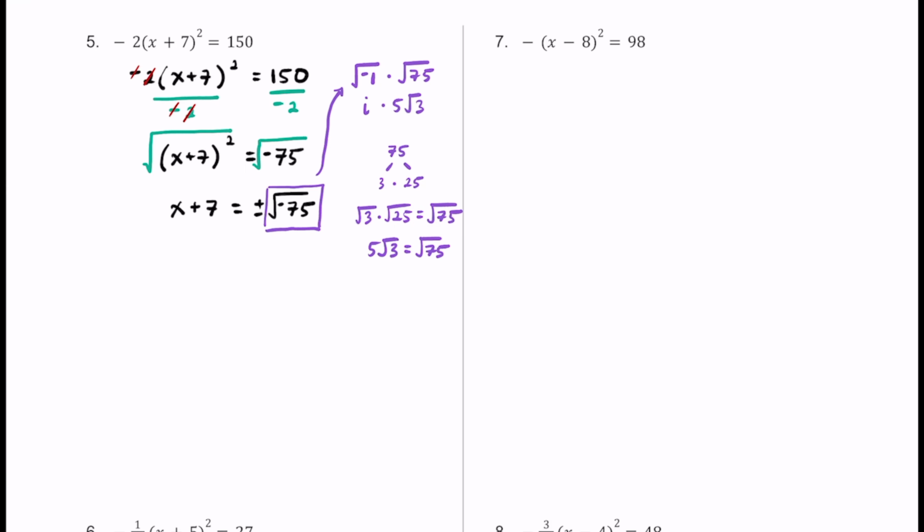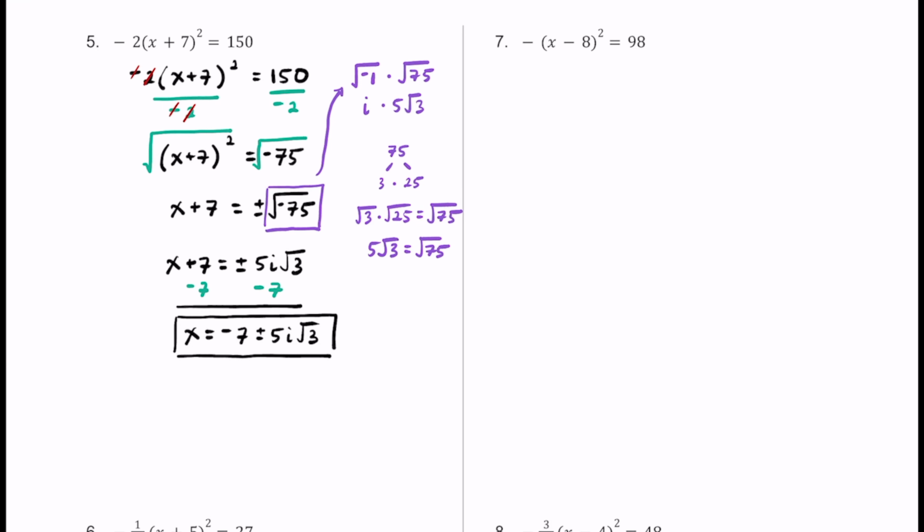Okay, so if we multiply i and 5 root 3, that's going to be 5i root 3, so going back to the equation, we can write x plus 7 is equal to plus or minus 5i root 3. Now to get x completely isolated, let's go ahead and take away 7 from both sides of the equation. If we go ahead and do so, we're going to get x is equal to negative 7, and we're going to write plus or minus 5i root 3. Okay, so this represents both solutions for this quadratic equation. We just have imaginary solutions for this one.